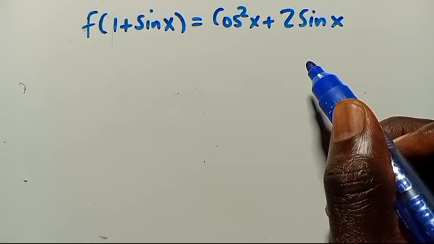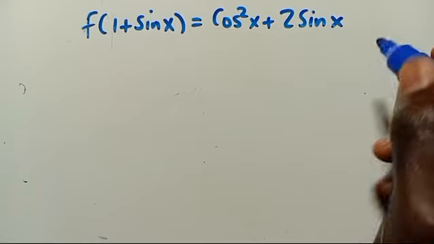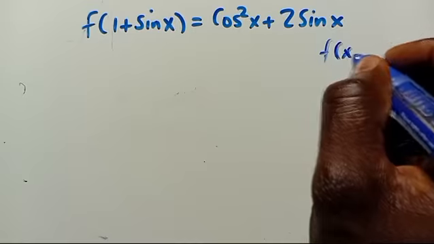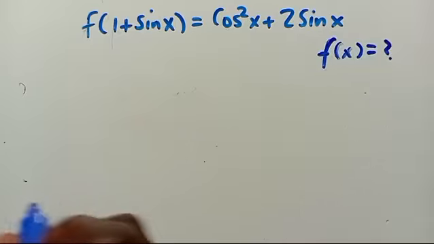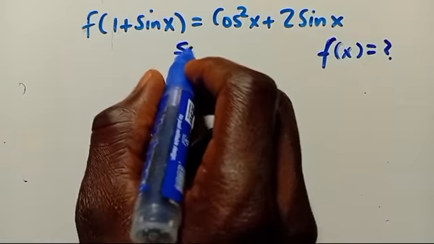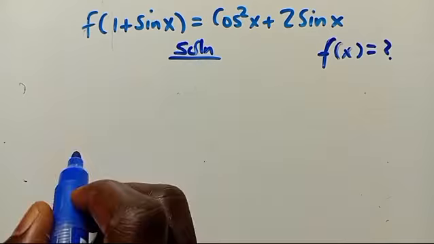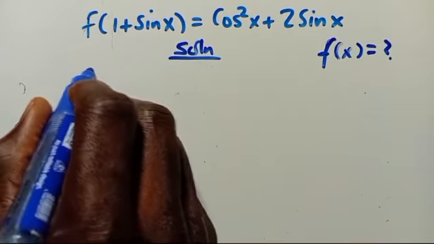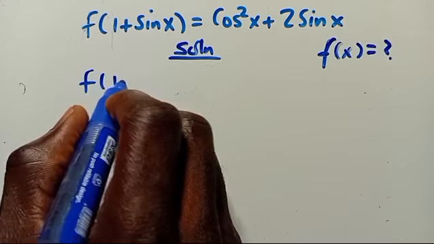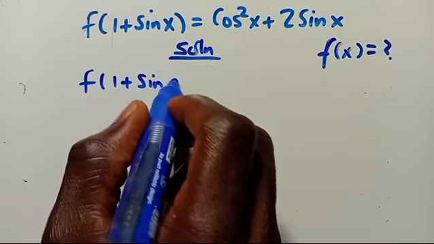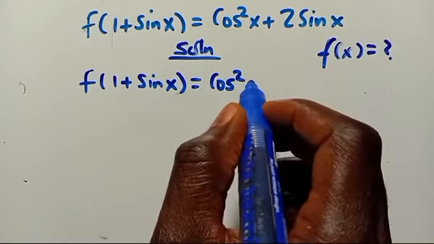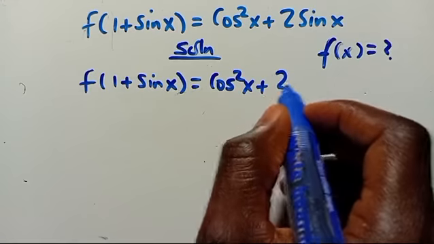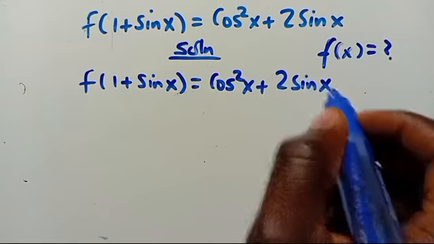In this video, how are we going to solve this functional equation? So we have to find f of x, and we have this: f of x, f of 1 plus sin x equals cos²x plus 2 sin x.